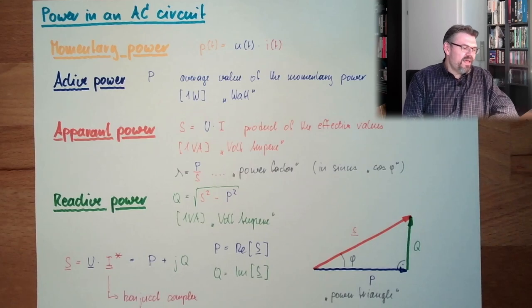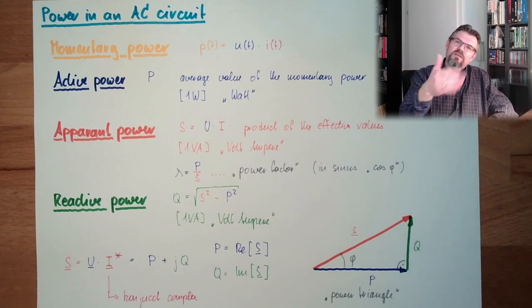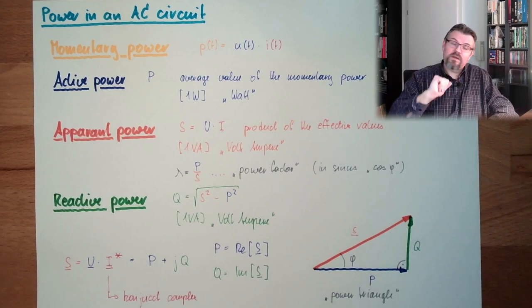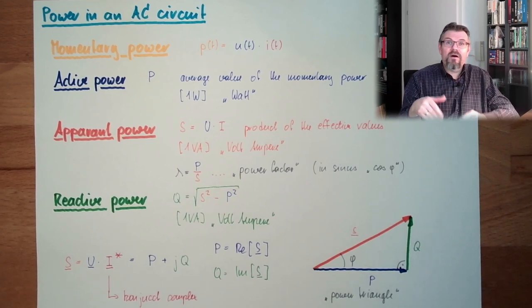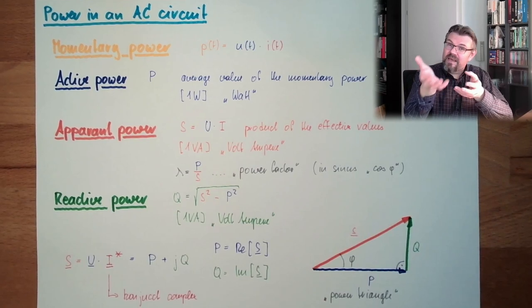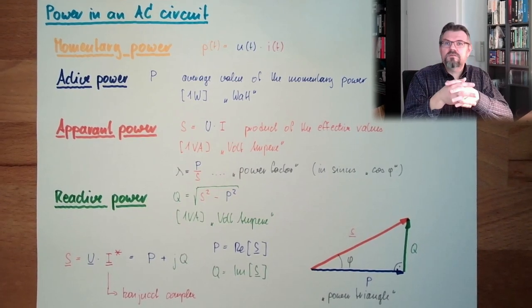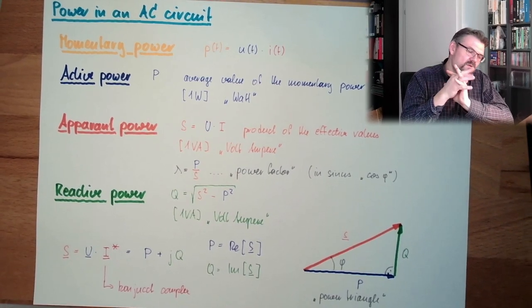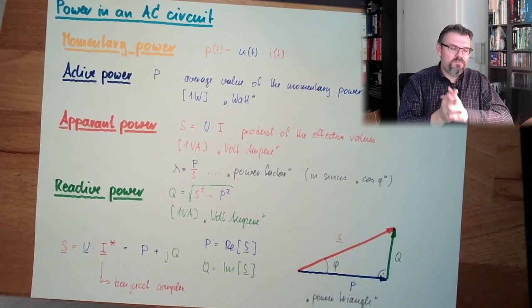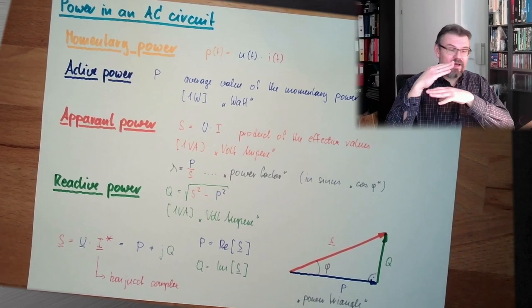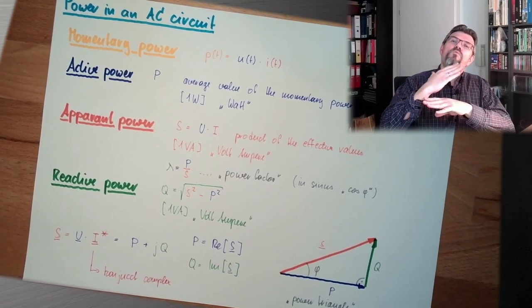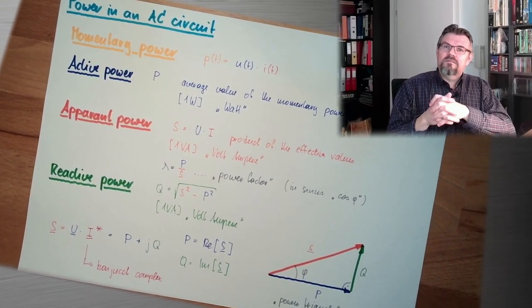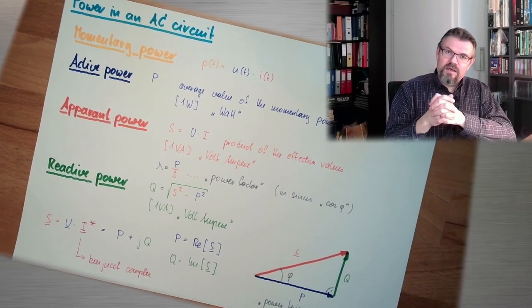Powers in AC circuit: momentary power is the only one which is physically there. Active power is the average value of the momentary power. And the apparent power is the power as it appears, that I can use. The difference between those two is the reactive power. And all those three shape together this power triangle. Between the active power and the apparent power, we see the phase shift between current and voltage.